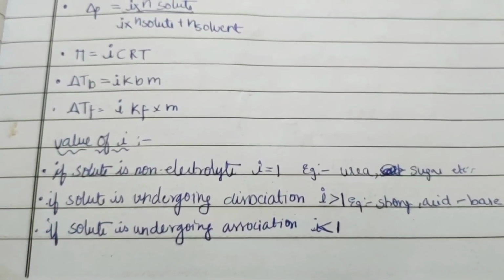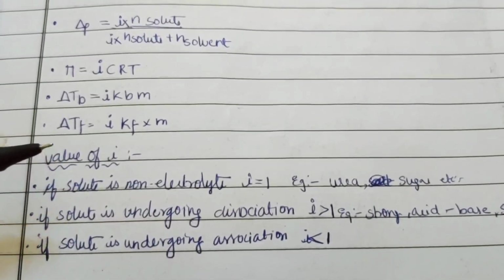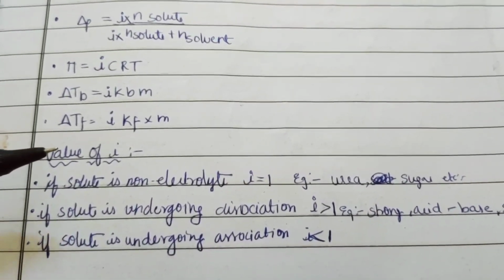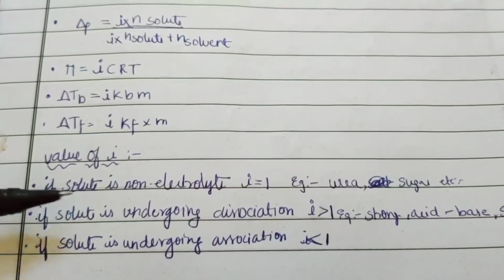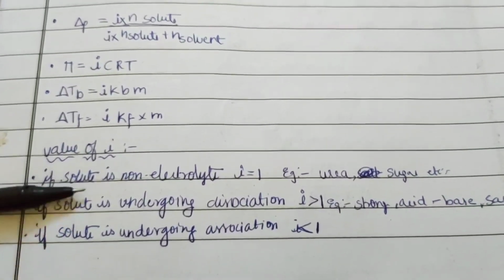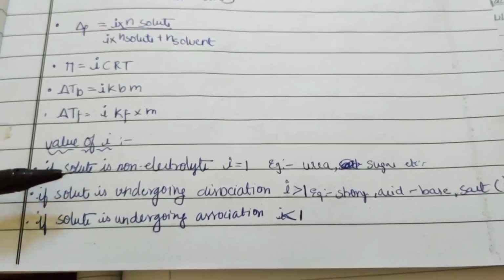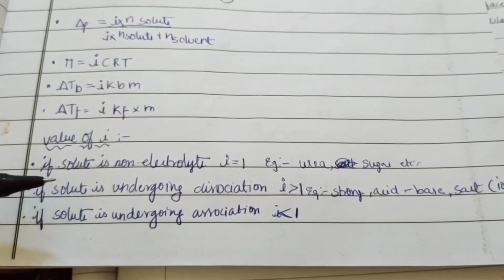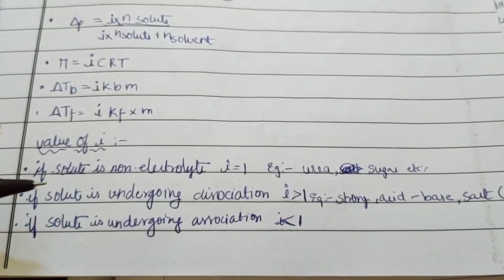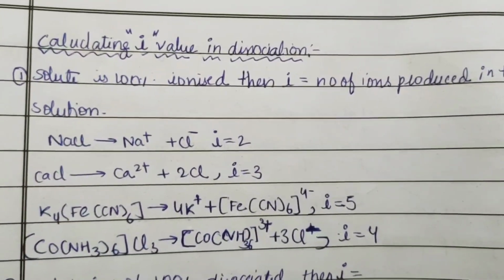Value of i. If the solution is a non-electrolyte, then i equals 1, for example urea, sugar solution, etc. If the solution is undergoing dissociation, i is greater than 1, for example strong acid, base, then salt, etc. ions. If the solution is undergoing association, then i is less than 1.